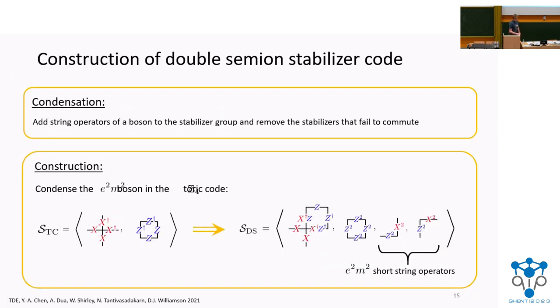We constructed this model by using the concept of condensation. In order to condense a boson, operationally what we do is we add string operators for that boson to the stabilizer group and remove any stabilizers that fail to commute with those string operators.